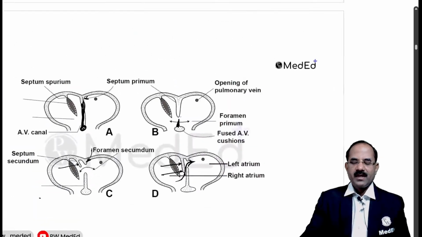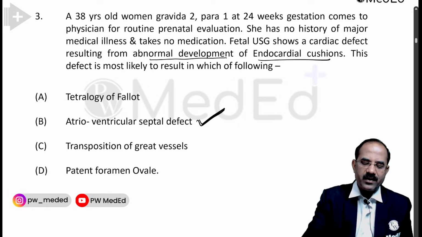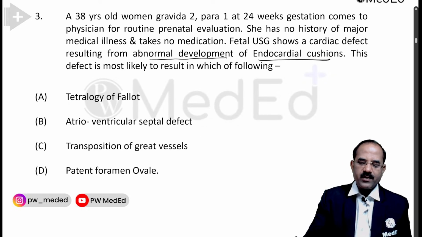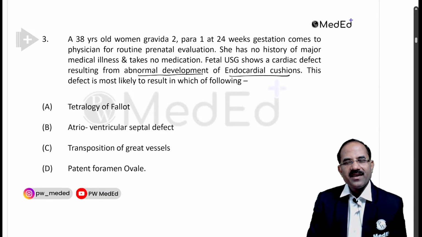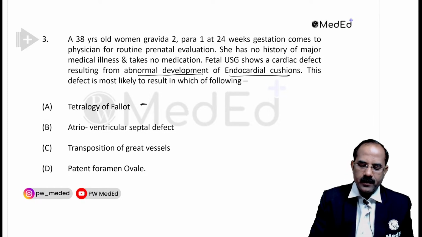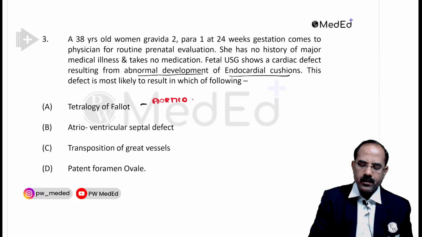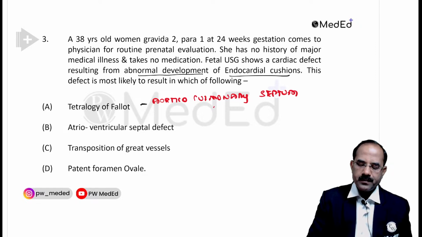Very important MCQs. Okay. Can anyone tell me the rest of the options? Just have a look at this. When do we get this Fallot's tetralogy? Anyone? When do we get the tetralogy of Fallot? When the bulbar septum or the aorticopulmonary septum shifts to the right side.